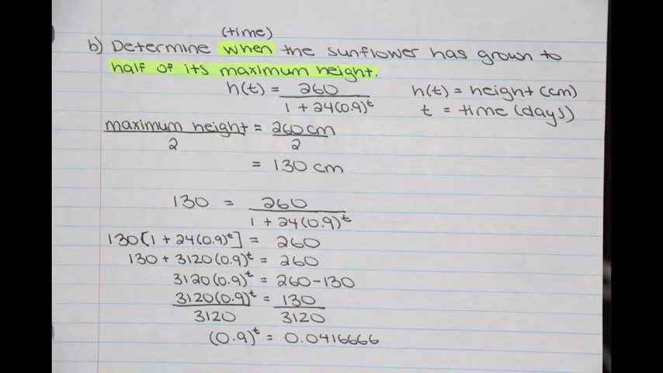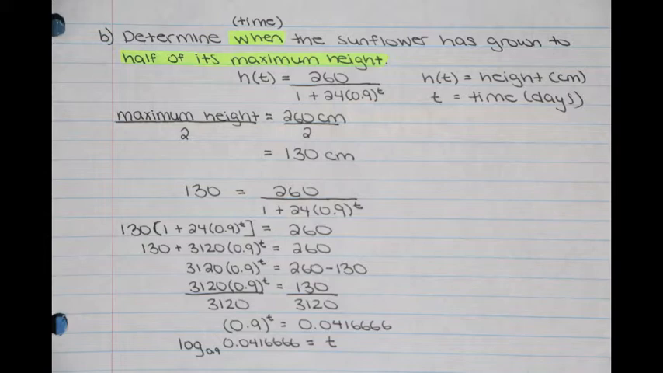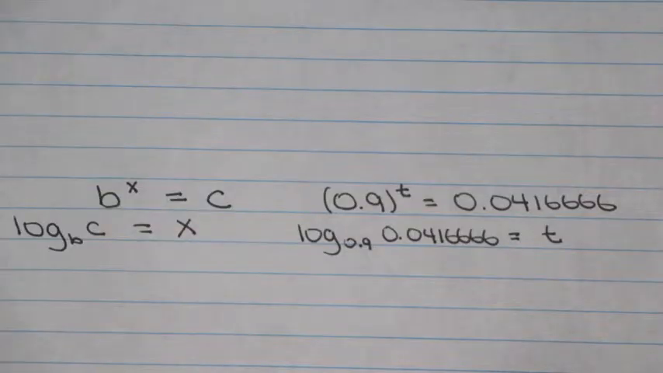Now you are left with the challenge of solving for an unknown exponent. You can do this by changing it to log form. This equation in log form is log base 0.9 of 0.416666 equals t. This shows how to put a power in logarithmic form. For the power b to the power of x equals c, the log form would be log base b of c equals x.